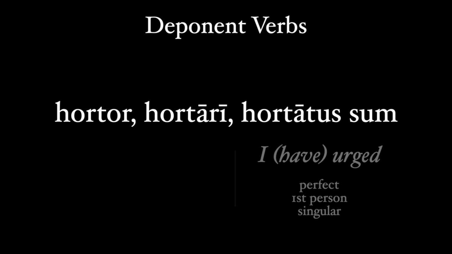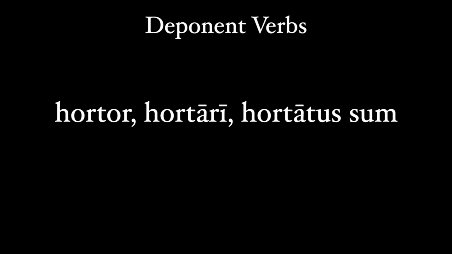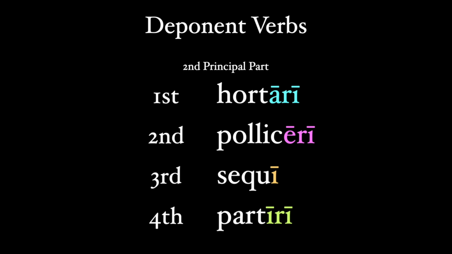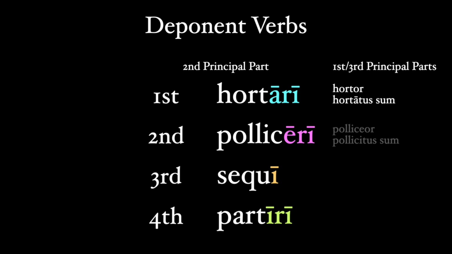You can also learn the conjugation number of a deponent verb, the group the deponent verb belongs to, by checking out the second principal part. The present infinitive endings for deponents are different for each conjugation. So hortor, hortari, hortatus sum is in the first conjugation with that -ari. Polliceor, polliceri, pollicitus sum is in the second conjugation. Sequor, sequi, secutus sum is in the third. And partior, partiri, partitus sum is in the fourth conjugation.